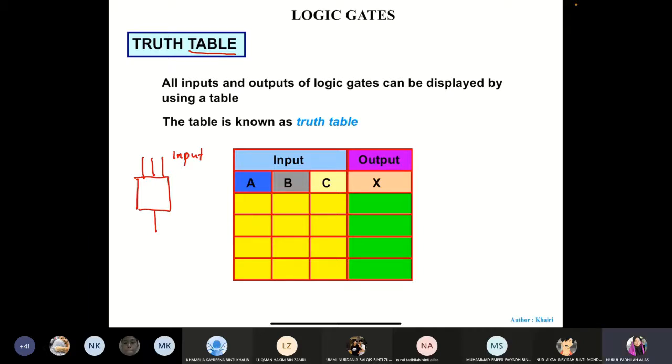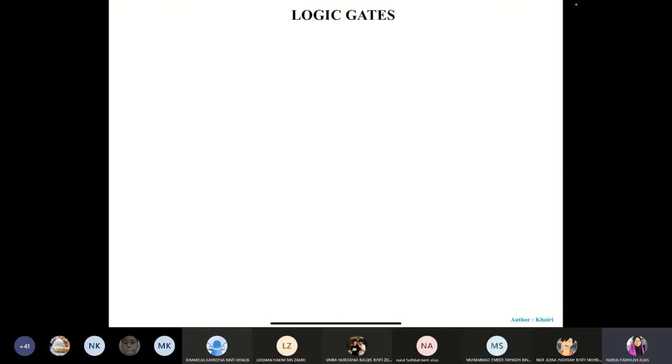So lepas tu saya cakap juga tadi, we only have 1 or 0. So for example, kita kata ni 1, 2, 3. Oh, sini dia guna A, B, C. So I write here A, B, C. So let's say leg A is 1, B 0, C 1. What happens to X? So kita dapat 1 or 0. Now, so logic gates.